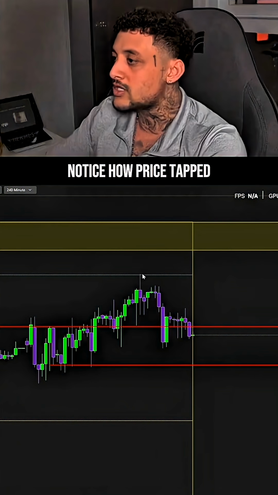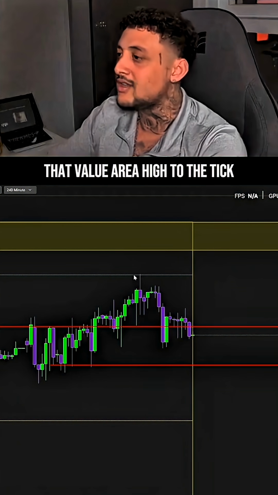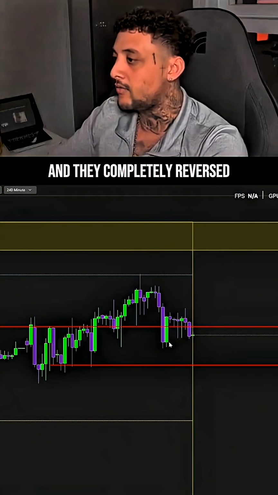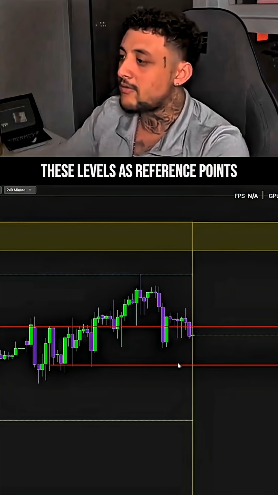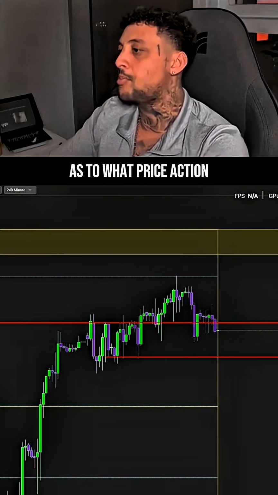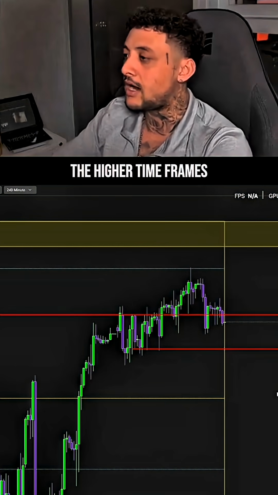It's the same thing here. Notice how price tapped that value area high to the tick and then completely reversed, and now we're starting to actually trade lower. So again, we're using these levels as reference points as to what price action could potentially do based off of the higher time frames.